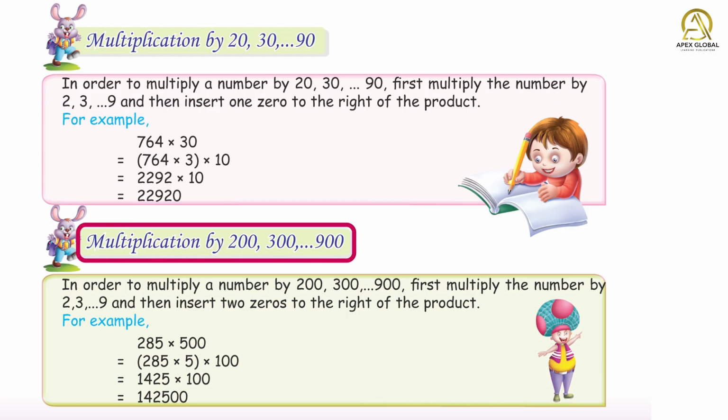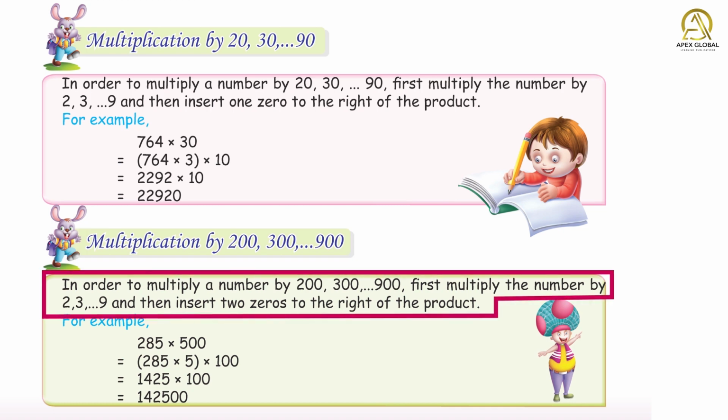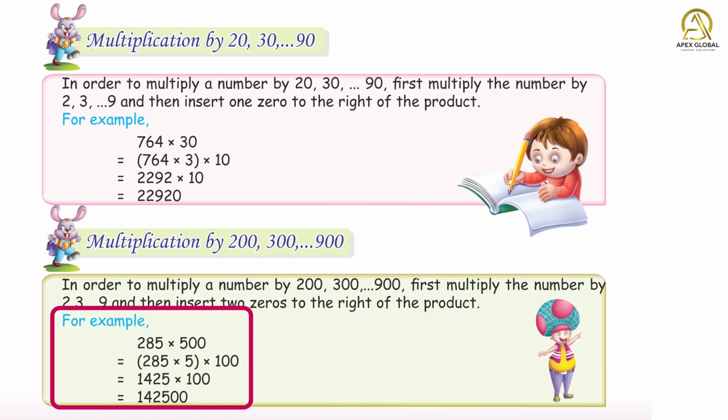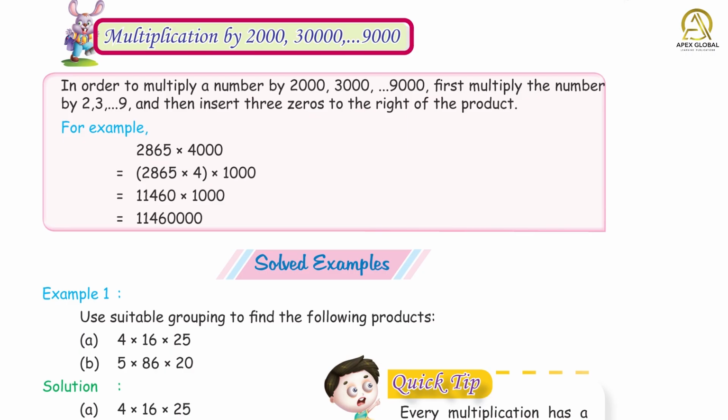Multiplication by 200, 300, 900. In order to multiply a number by 200, 300, 900, first multiply the number by 2, 3, 9 and then insert 2 zeros to the right of the product. For example, 285 into 500, 285 into 5 into 100, 1425 into 100, 1,42,500.